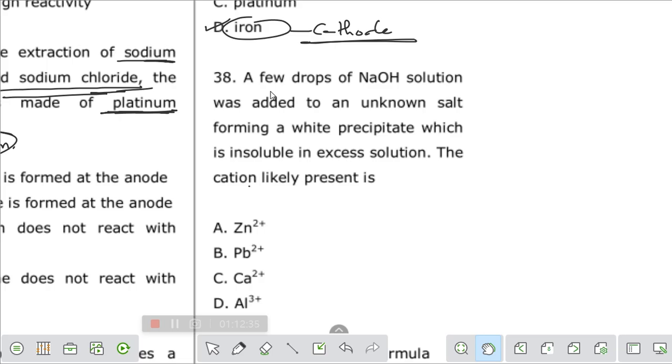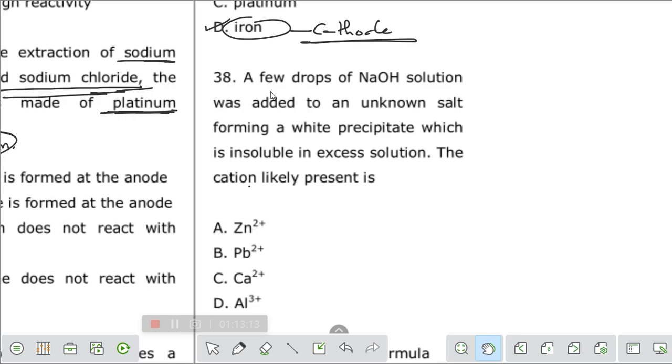So you can see what they say there. They say a few drops of NaOH solution was added to an unknown salt, forming a white precipitate which is insoluble in excess solution. They now say the cation present is what? So what's your answer? Let's try it. So although this is not a live video, let's have a go. What's the answer?